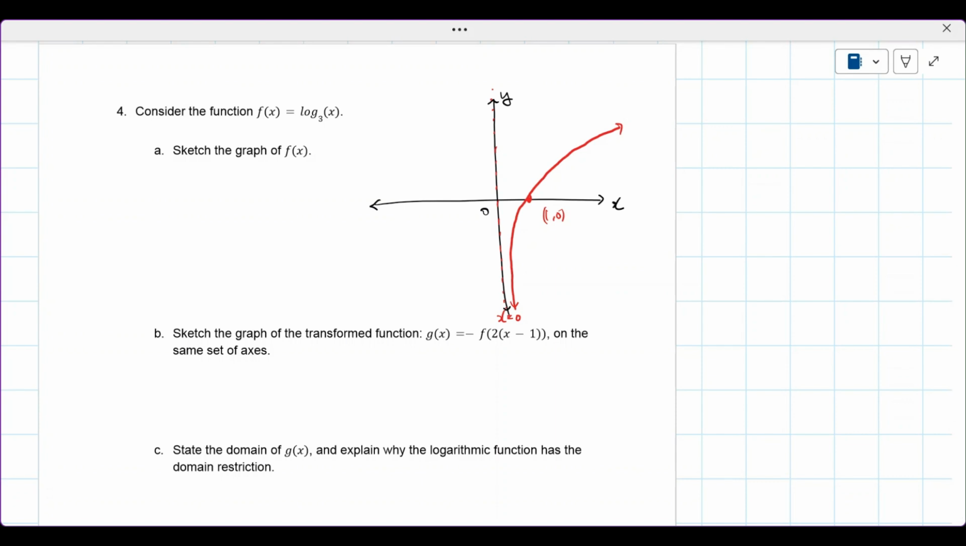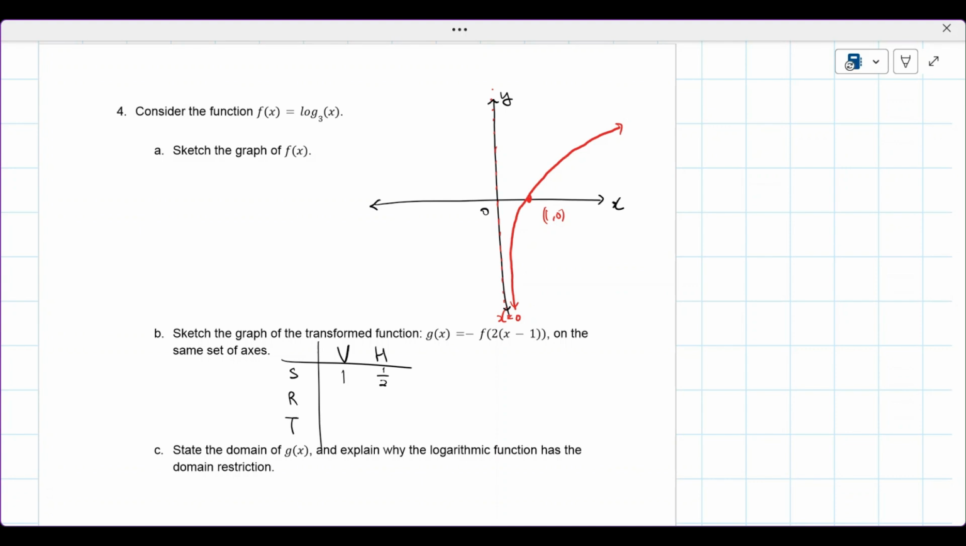Now let's sketch the graph of the transformed function g of x equals negative f of 2 times x minus 1 on the same set of axes. First of all, let's analyze the information and try to make a graphic organizer. Vertical, horizontal, SRT. There is no stretch in the vertical side, so that's 1. Horizontal stretch, it seems like it's going to be 1 over 2 because the coefficient is positive 2. So that means a horizontal stretch by a factor of 1 over 2.